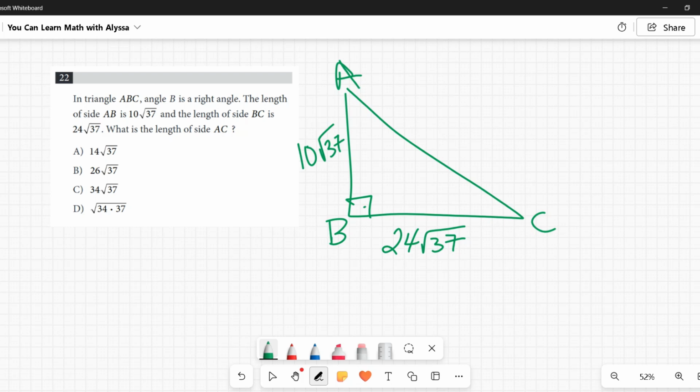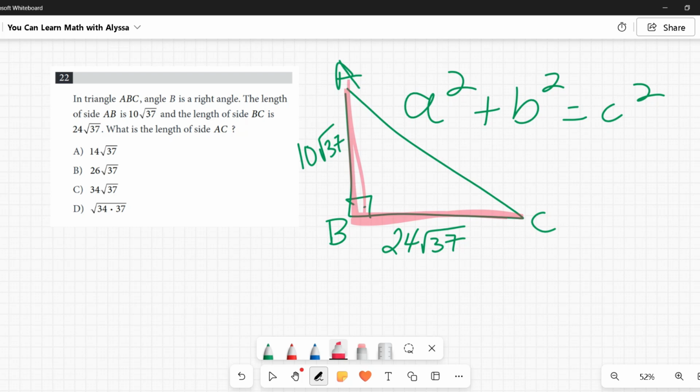Okay, so immediately when we have a right triangle and we have lengths of sides and we're asked to find the length of a missing side, we immediately want to be thinking of the Pythagorean theorem, which is that a squared plus b squared equals c squared, where a and b are the legs or the shorter sides of a right triangle, the ones that are forming that right angle, and that our c is the hypotenuse, the longest side, the one that is opposite the right angle. Right, so that's what we want to be thinking.